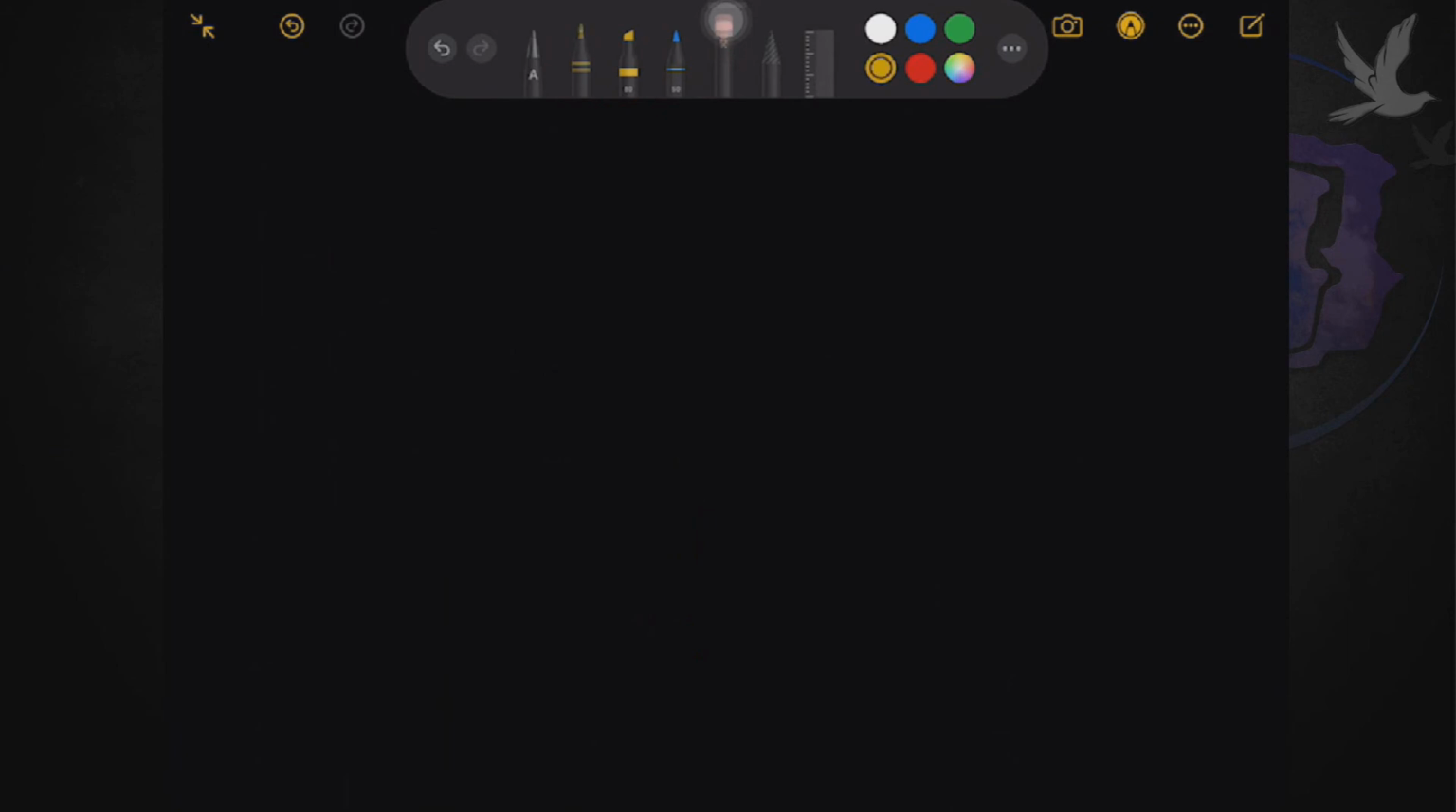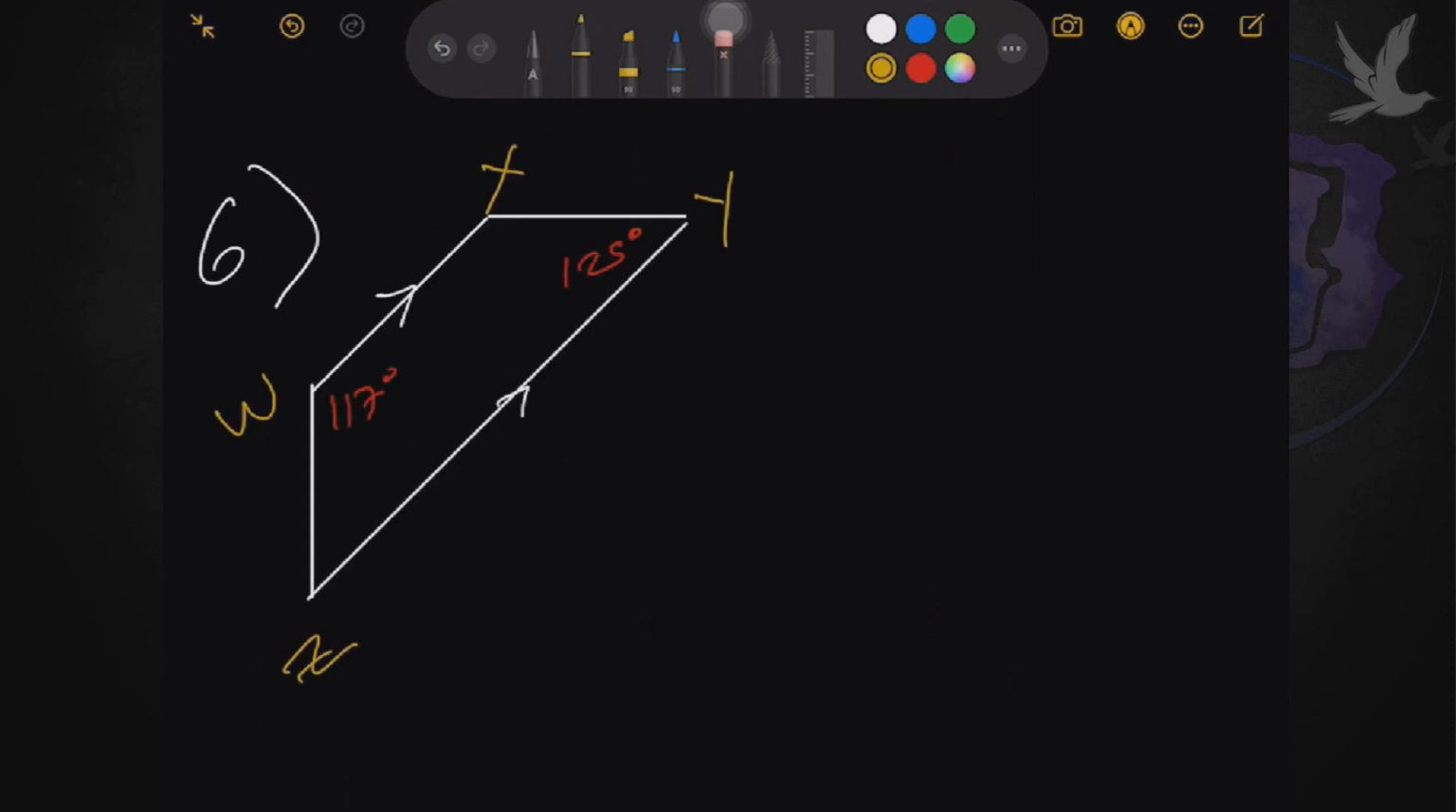Now, moving on to number 6. Okay, so para na natin isosolve ito ngayon. How are we going to solve this part over here? So, meron tayong 117 degrees here and 125 here.